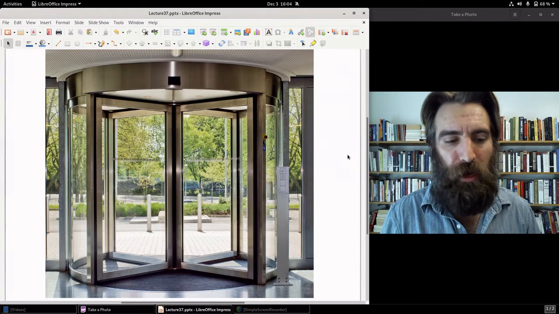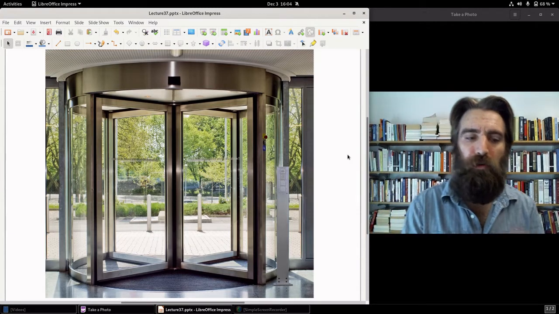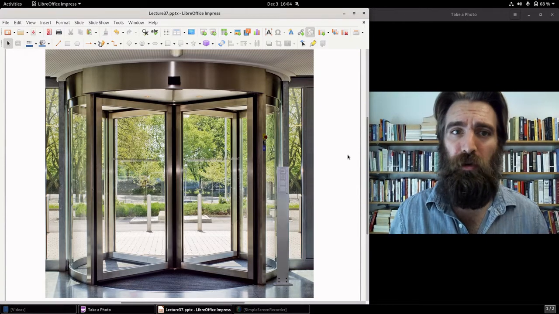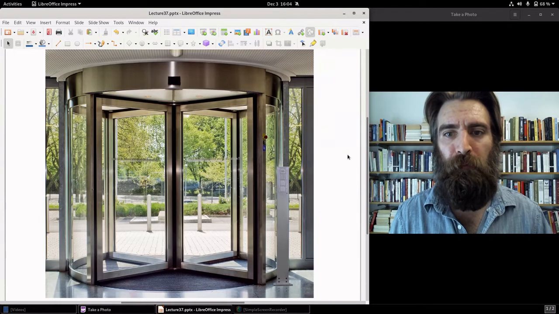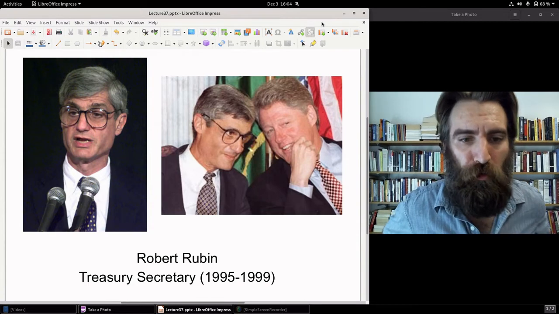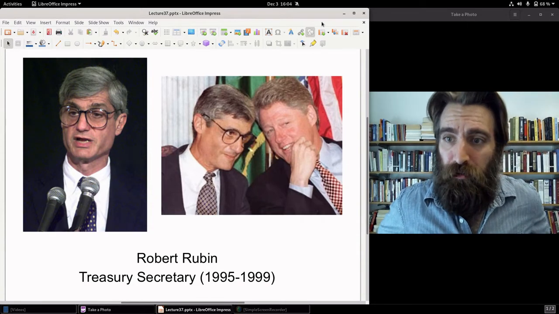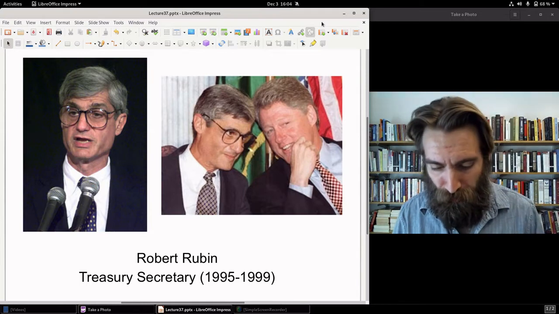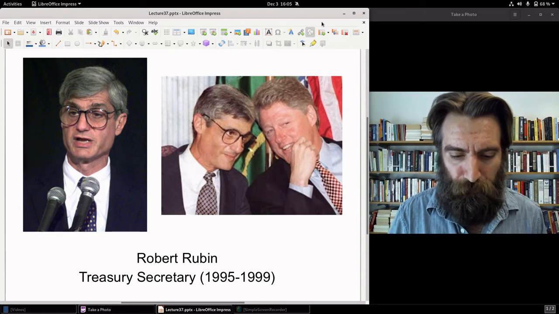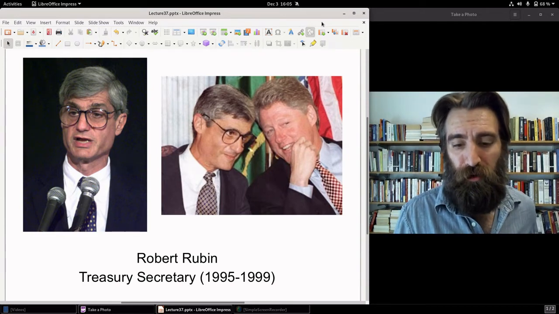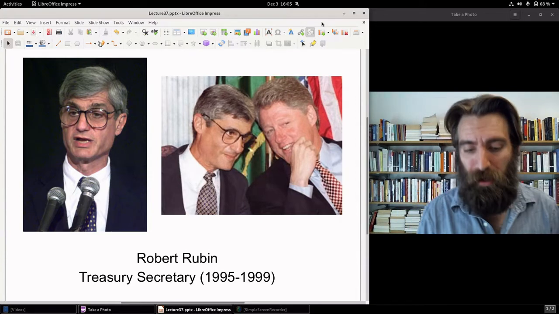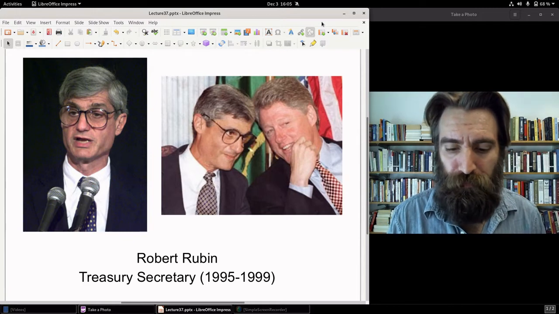Now, moving to the second half of this lecture, I have on here a revolving door, because another element of our system is a revolving door between the financial industry and positions in government, okay? Let me give you a few examples. Let's take a look at the Treasury Department, beginning with Robert Rubin, who was Secretary of Treasury under William Jefferson Clinton. Robert Rubin, Treasury Secretary from 1995 to 1999. Before he became Treasury Secretary, he spent 26 years at Goldman Sachs and was co-chairman of Goldman Sachs from 1990 to 1992.